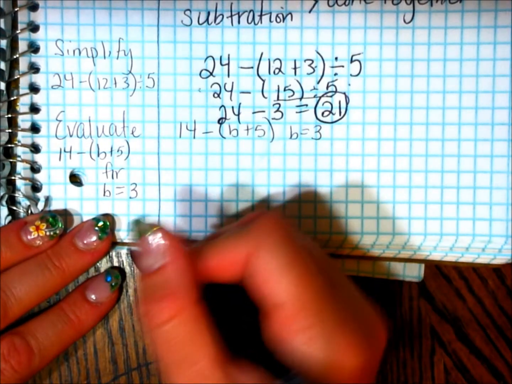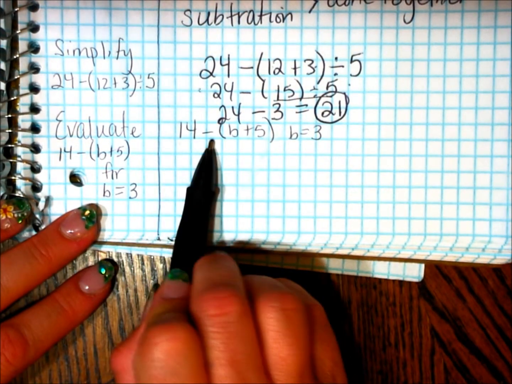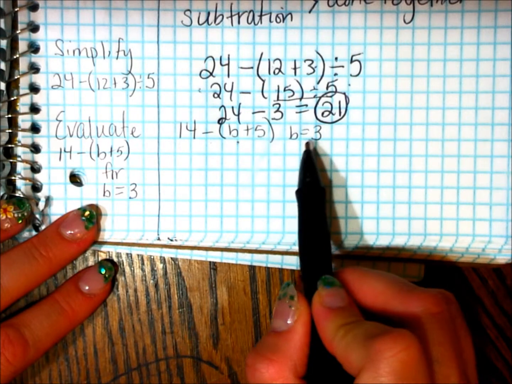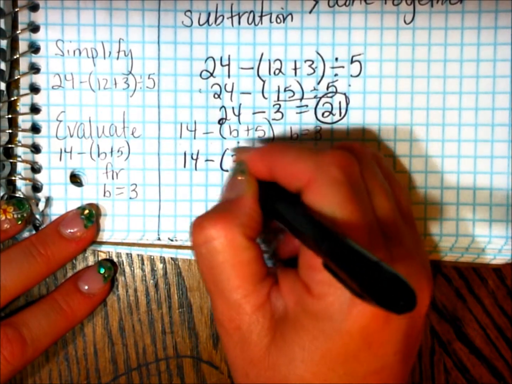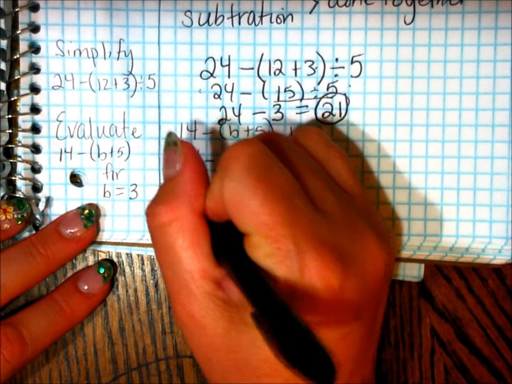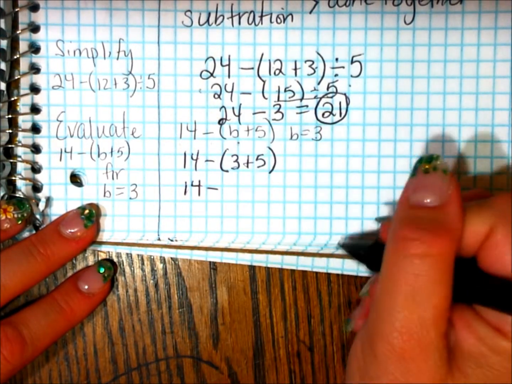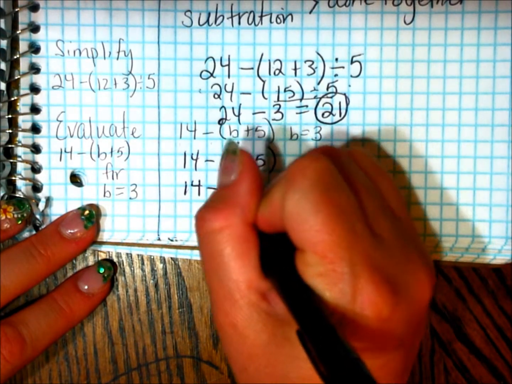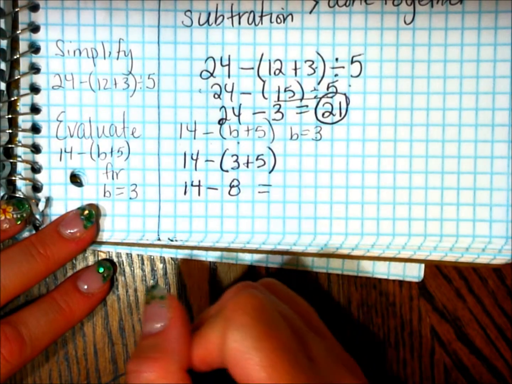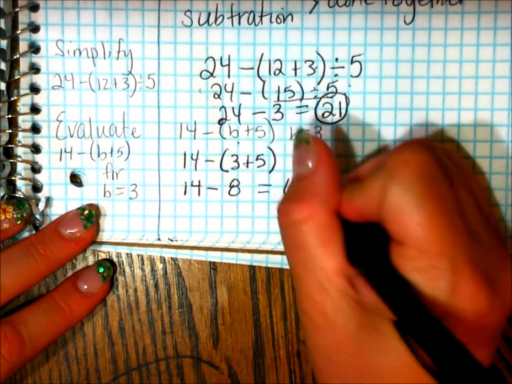Okay. Now we're going to evaluate when b equals 3. 14 minus parentheses b plus 5. So now, take that 3, plug it in for the b. Order of operations tells me what I do first is inside the parentheses. So 5 plus 3 is 8. And 14 minus 8 is 6.